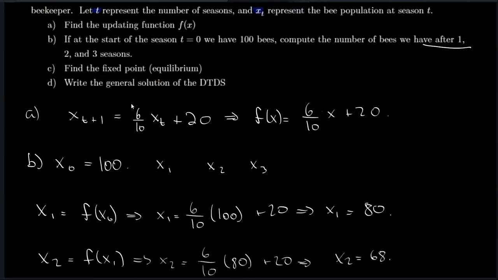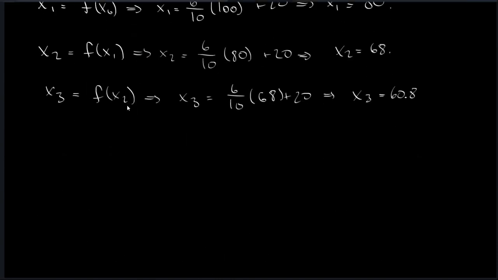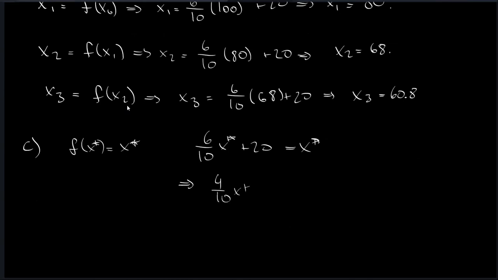Part C, we find the fixed point, the equilibrium. The equilibrium is when our updating function f of x is equal to x. The updating function is 6 over 10 x plus 20, and we want that equal to x. So X star is going to be 200 divided by 4, which is 50. The equilibrium population is 50 bees.